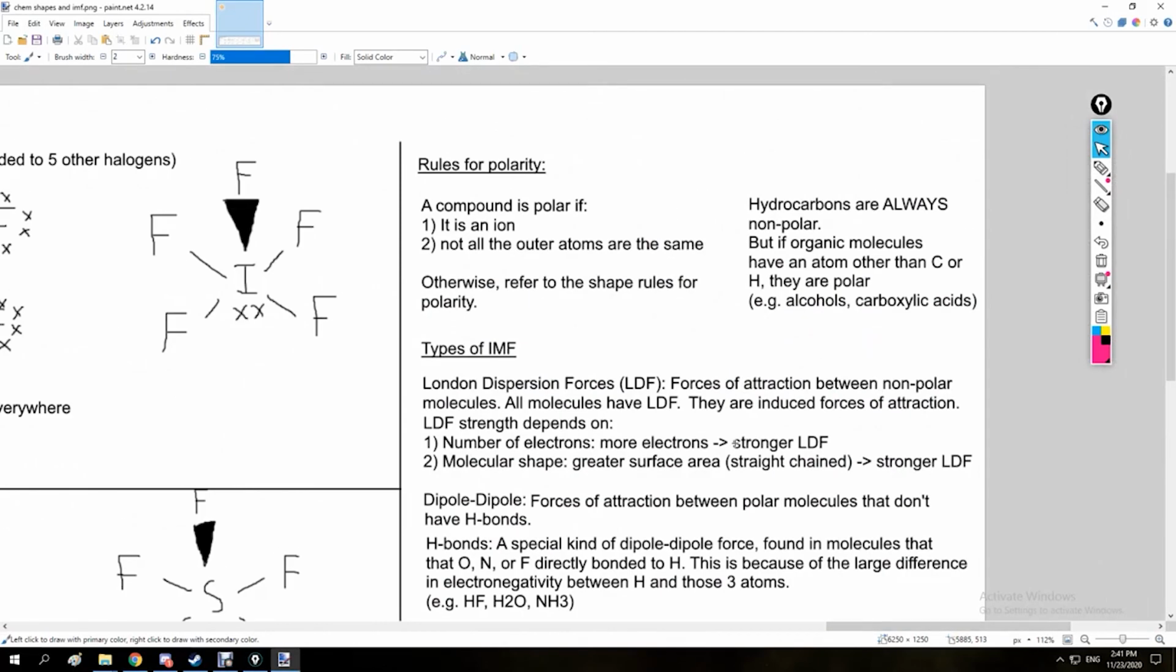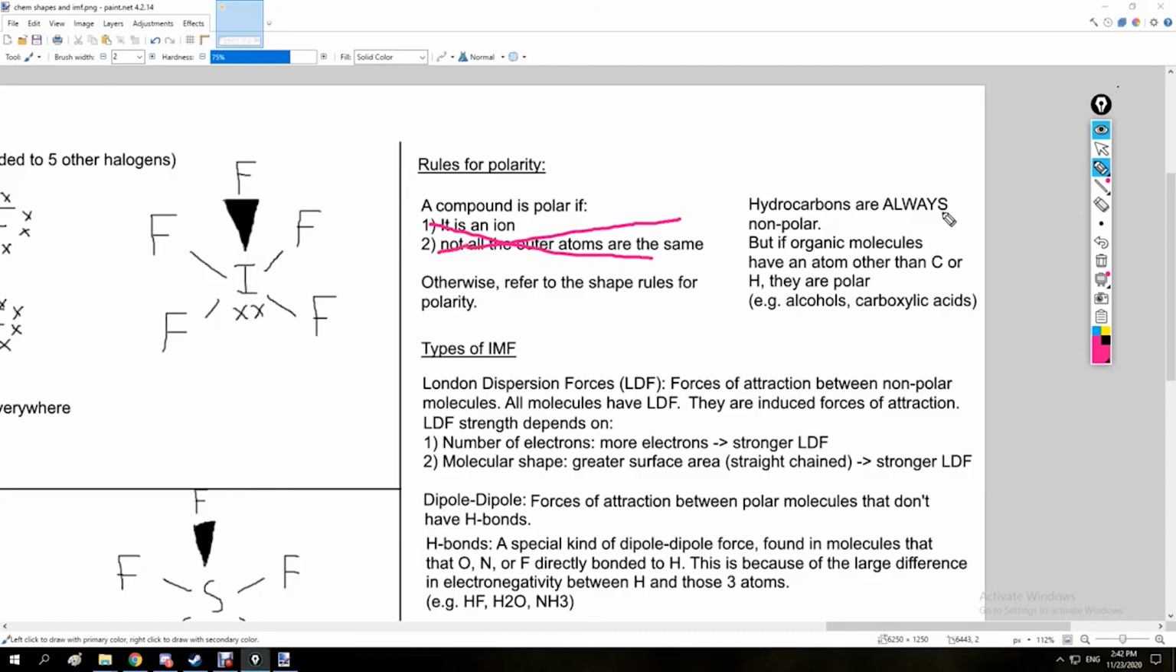So, rules for polarity, the way to tell if a compound is polar or not. First of all, it's polar if it's an ion automatically, regardless of the shape, and it's polar if not all the outer atoms are the same. For example, if we had C bonded to H, and then you had a Cl, this would obviously be polar because the net dipole would not be equal to 0. Otherwise, if these two requirements are not filled, then you can just refer to the shape rules for polarity.